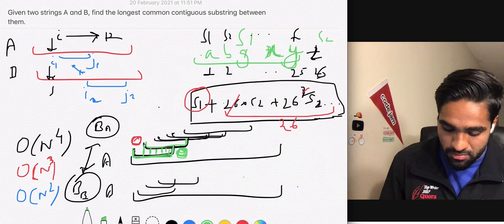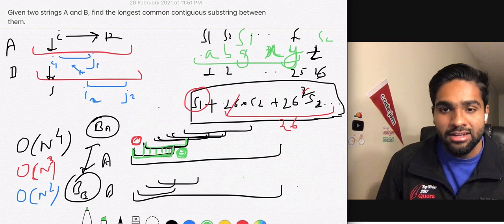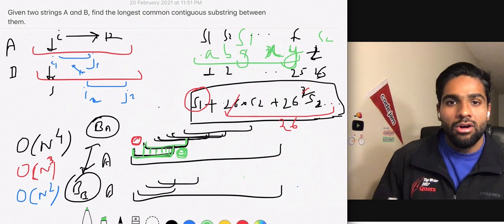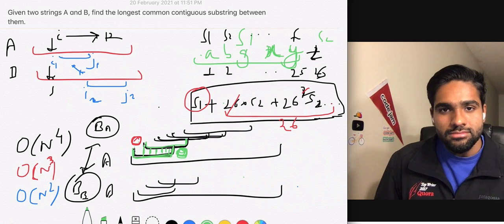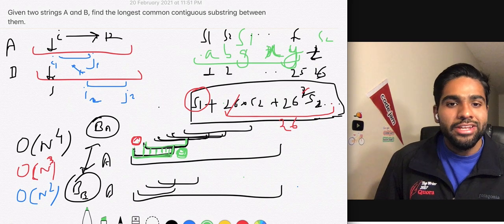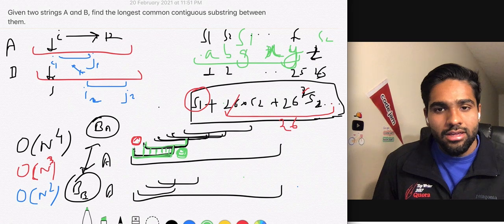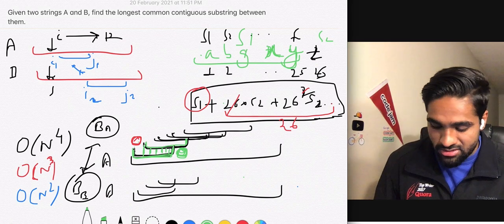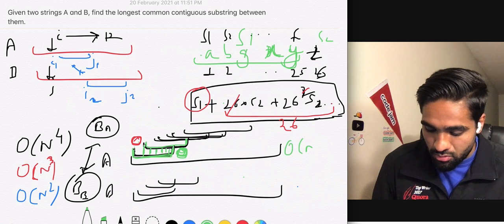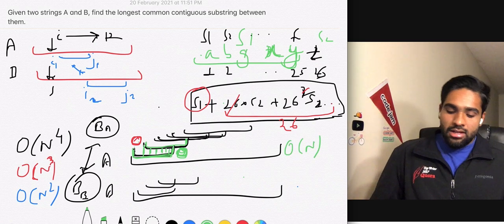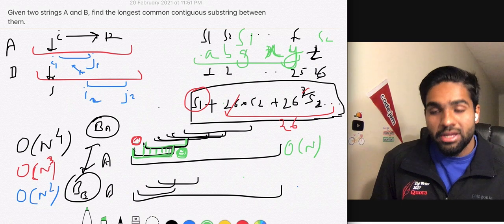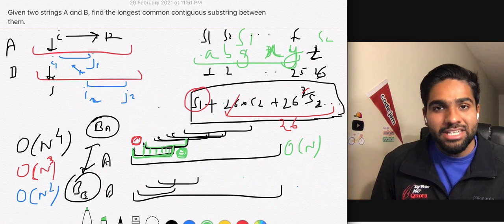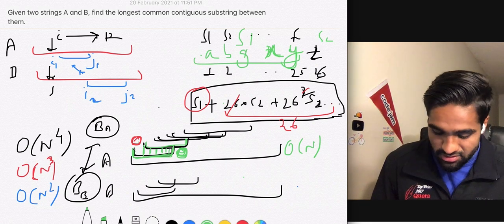It's called a rolling hash because you're removing characters from the back, adding some in the beginning of each of the substrings. And this reduces down the complexity of calculating each of these hashes to order of n in the worst case. Now, what does it mean for our overall time complexity of this algorithm? Let's try to analyze that.